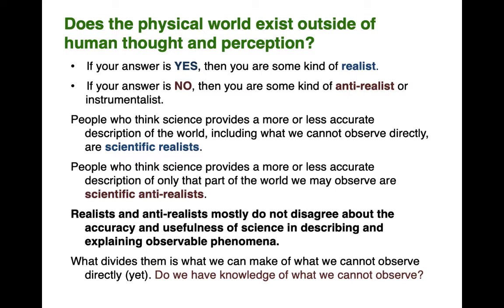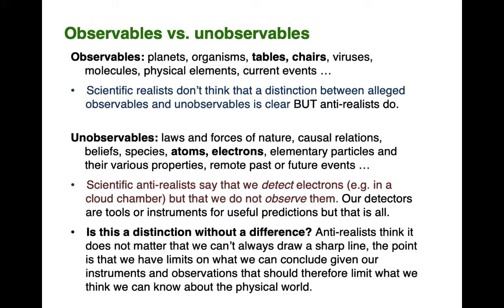Realists and anti-realists mostly do not disagree about the accuracy and usefulness of science in describing and explaining observable phenomena. What divides them is what we can make of what we cannot observe directly yet. Do we have knowledge of what we can't observe? So let's contrast observables with unobservables. Observables are things like planets, organisms, tables, chairs, viruses, molecules, physical elements, current events. Scientific realists don't think that a distinction between alleged observables and unobservables is clear, but anti-realists do.